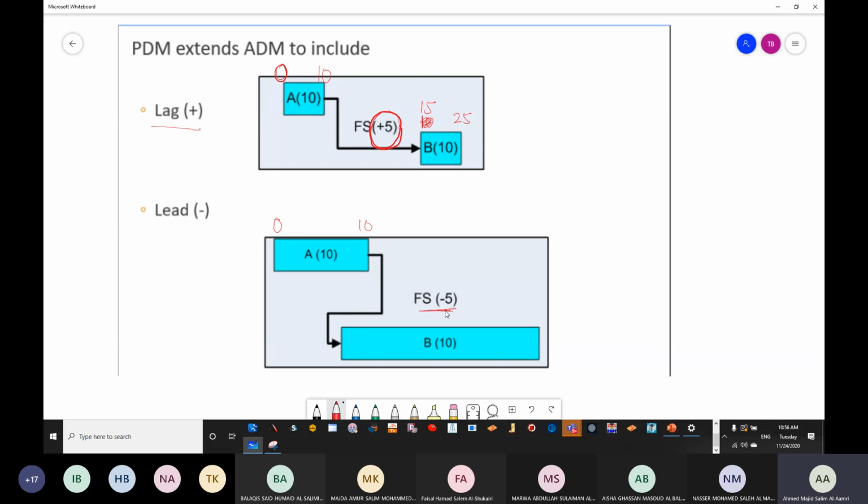There is a 5 days overlap. There is minus 5 here. It means that 10 minus 5 is going to be 5, and 5 plus 10 is going to be 15.